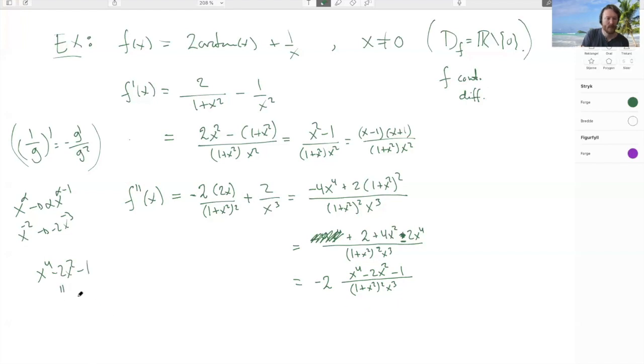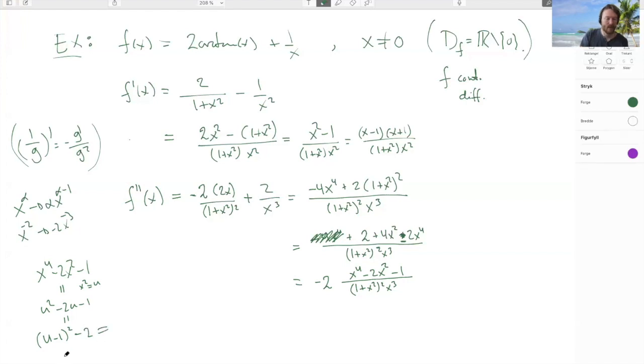So here I can put x squared equals u. So I'm getting u squared minus 2u minus 1. This is a second degree polynomial. I can complete the square here if I want. So this gives me u minus 1 squared. I have to subtract 1, so I'm getting a minus 2 here.